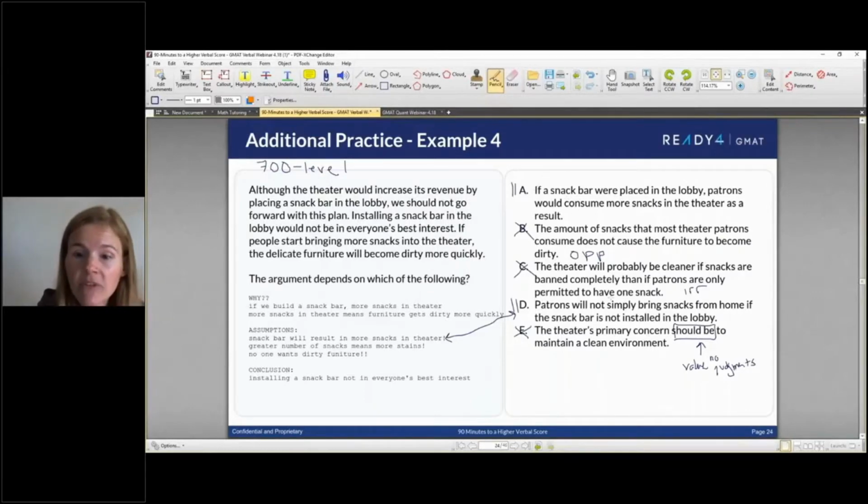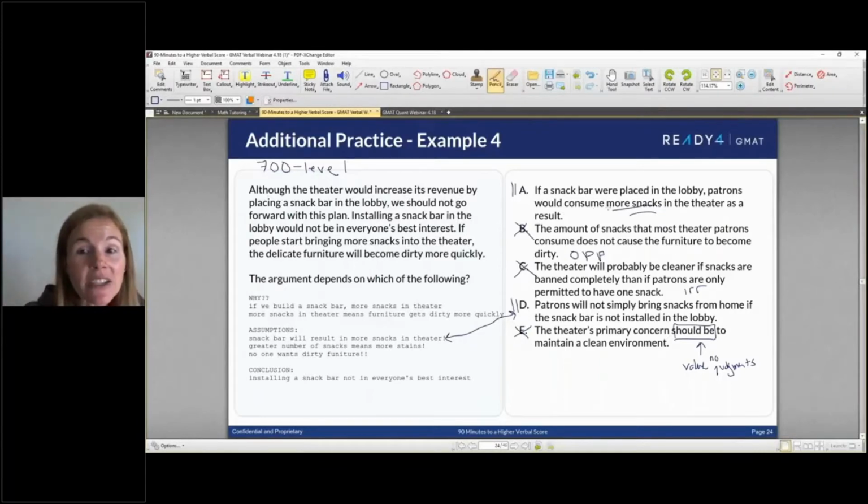So let's go back to A, which some of you liked. If a snack bar were placed in the lobby, patrons would consume more snacks in the theater as a result. This does address the assumption that the snack bar will result in more snacks in the theater, so it does sort of depend on this. But if we look at our choices between A and D, D says that patrons will not simply bring snacks from home if the snack bar is not installed. That's pretty compelling. So back to A.